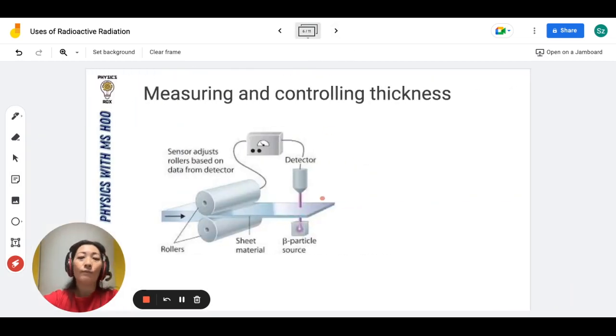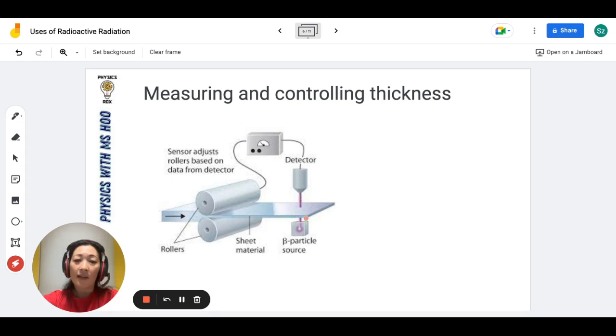Another use is to measure and control thickness. So for example, if we want to make sheets of paper or sheets of metal like aluminium, normally in production they'll have rollers that press out those sheets. To detect the thickness, instead of having someone there with a micrometer screw gauge to measure the thickness, we can automatically detect and control the thickness using radioactive radiation.